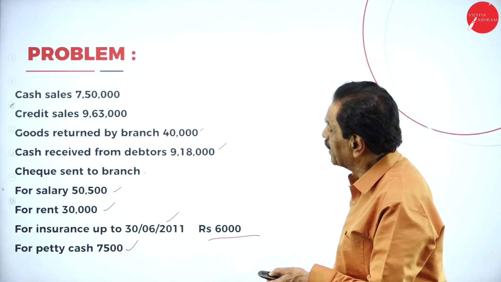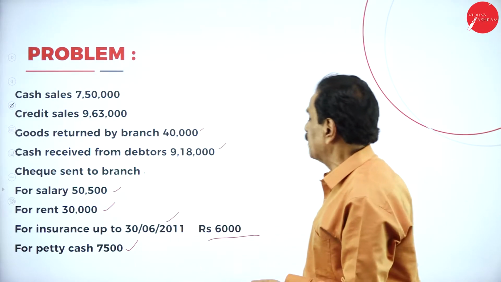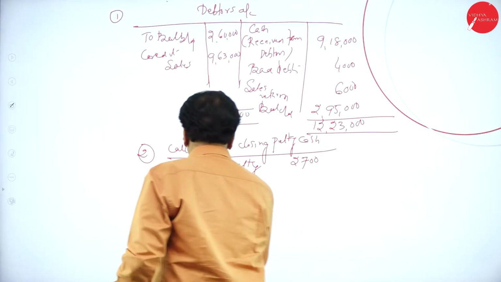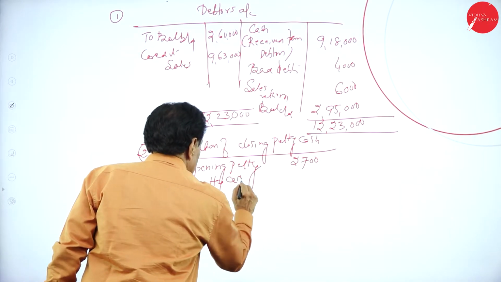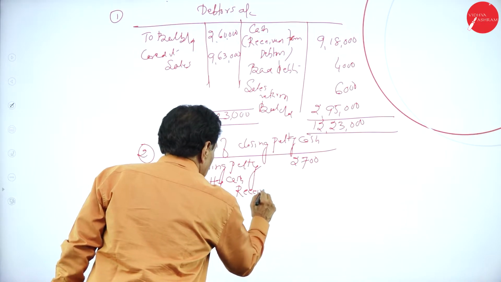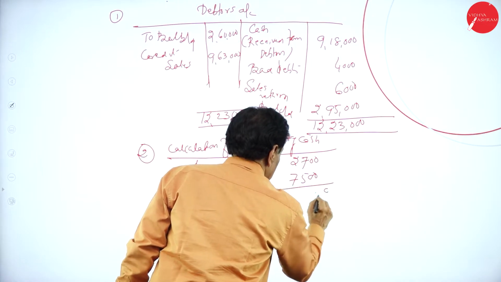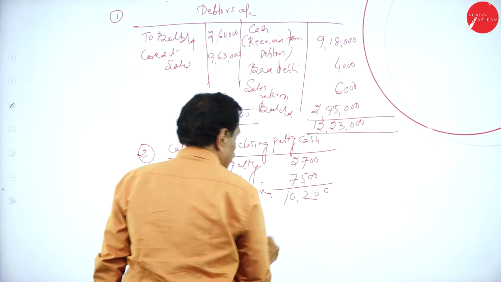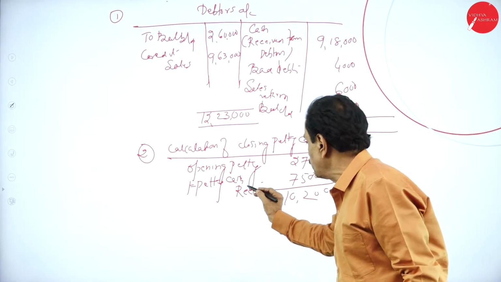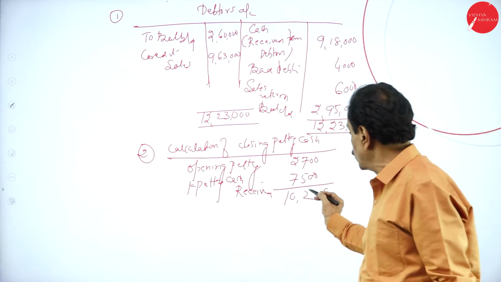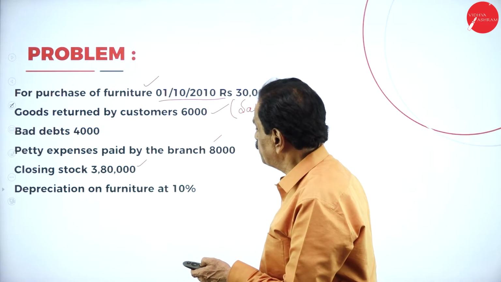How much received from the head office? Check receipt. Head office for petty cash 7,500 plus petty cash received 7,500 from the head office. So at the beginning of the year, you got 2,700. How much petty cash received? 7,000. What is the total amount available? 10,200.